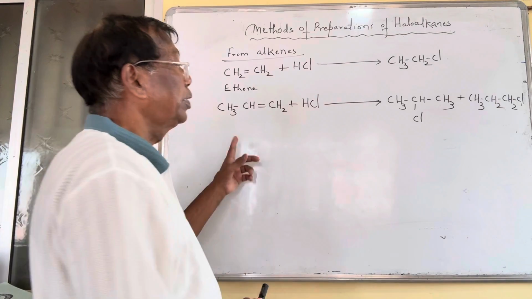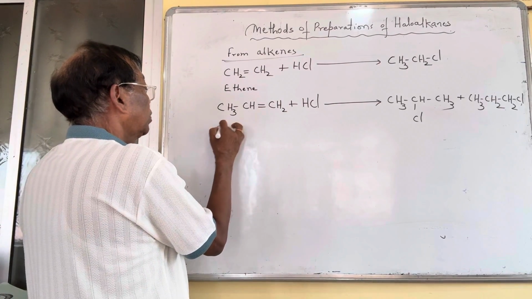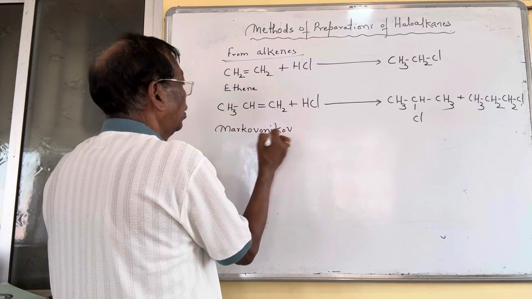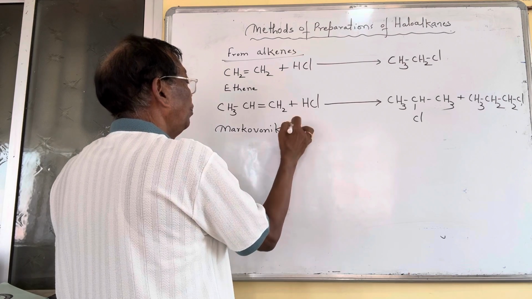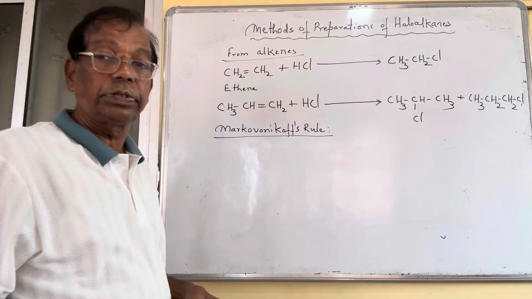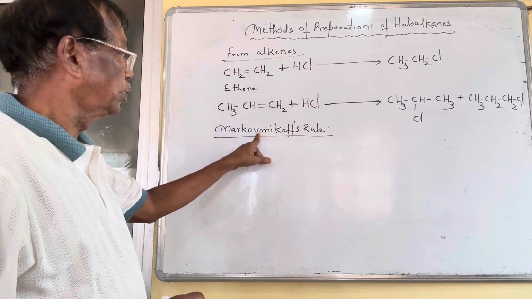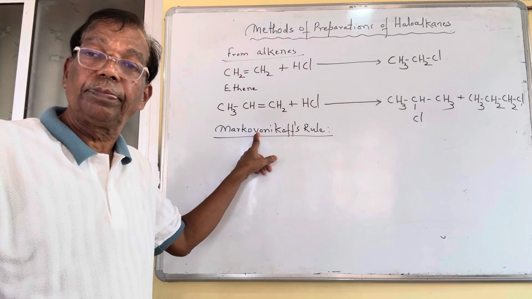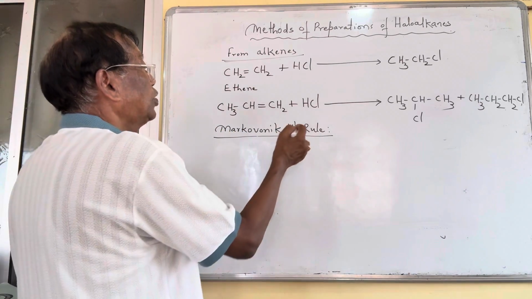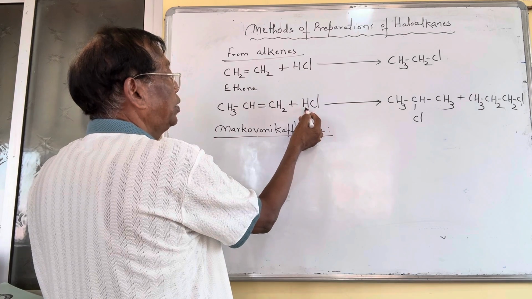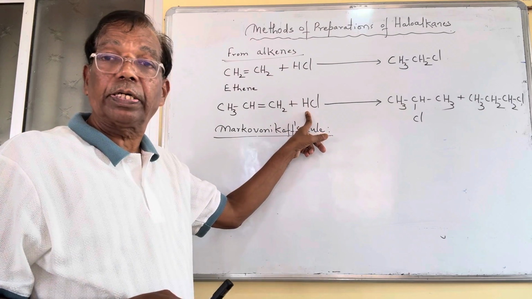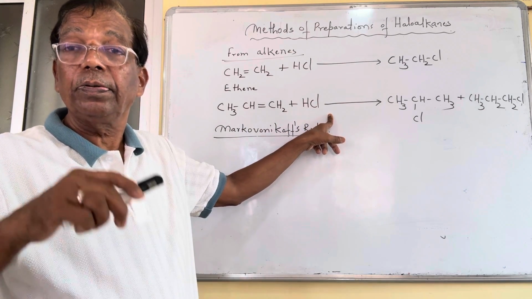So this will be followed according to what is called as Markovnikov's rule. Markovnikov's rule. So what this rule tells you, see. Now what that addition will be here, see. The hydrogen from here is positive and this is negative. In this case it's Cl. Hydrogen is electropositive. Chlorine is electronegative.